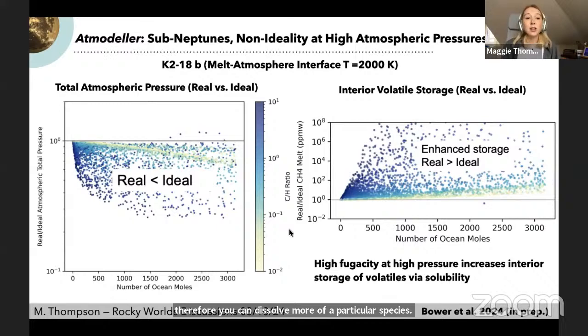So that's showing here. Again, the plot on the left is basically just what I showed you, that the total pressures will be smaller if you assume real gas. Then on the right, what you're looking at is the fact that at higher fugacities, your interior is able to store more volatiles compared to if you assume ideal gas scenarios.